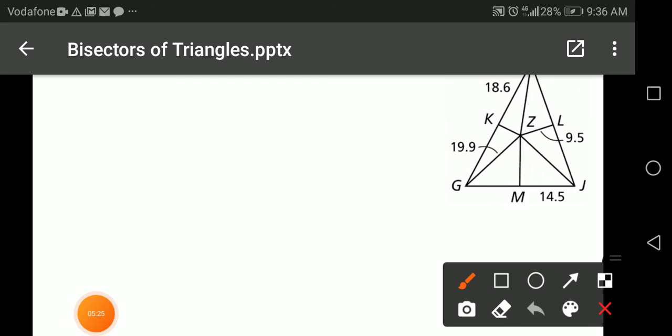GK, yes, we have it here. GK is not 19.9, but GK, this one, will be equal to, who can tell me? Yes, I can hear you, it's 18.6, like the other one, because KZ is the perpendicular bisector. It gives me two equal sides, right?